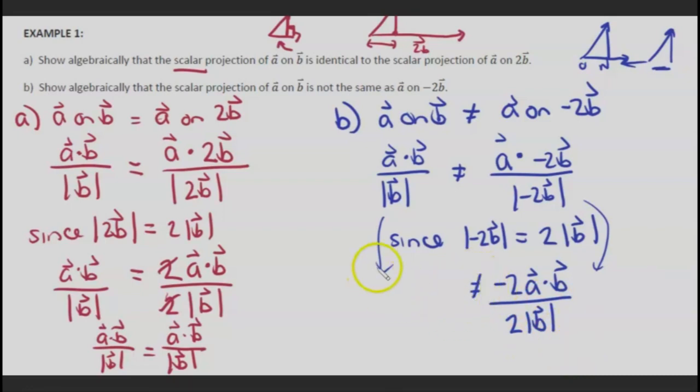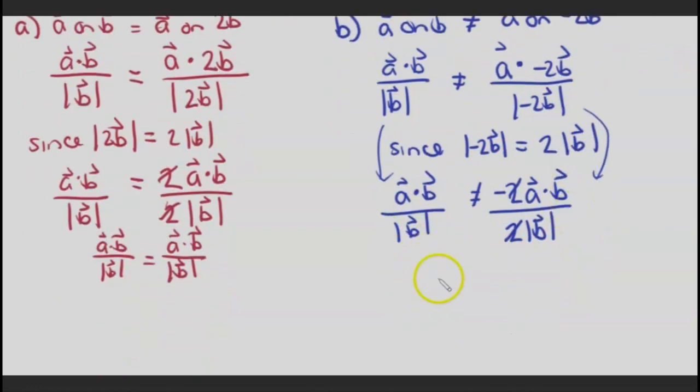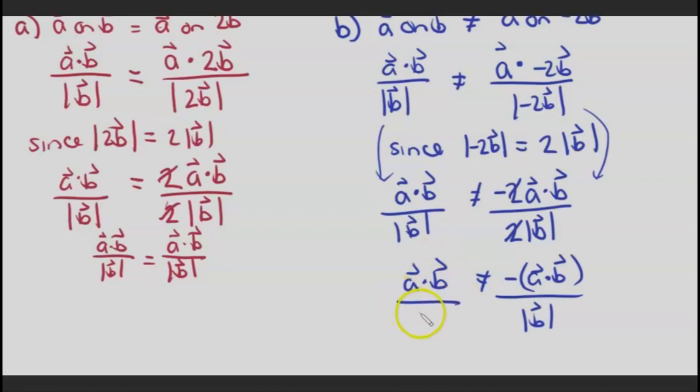And that does not equal A dot B over magnitude of vector B, because when we cancel out the 2's, this is still a negative in the numerator. You can, if you want, rewrite this as negative A dot B over magnitude of vector B, and these are obviously not equal.